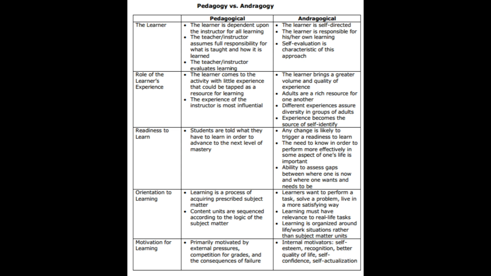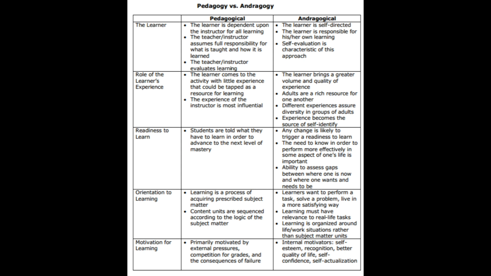Here we have a handout of pedagogy versus andragogy, which is the child versus adult learner. The child learner is totally dependent upon the teacher for all learning and connecting the dots with concrete experiences of the teacher. There are goals that the students need to meet in order to, say, meet state or federal standards.